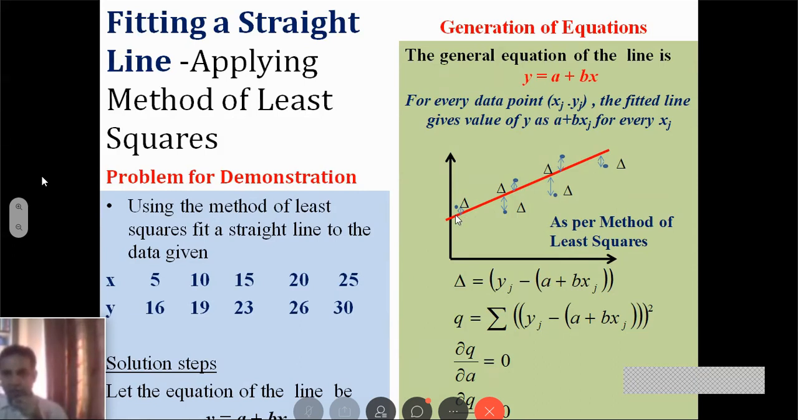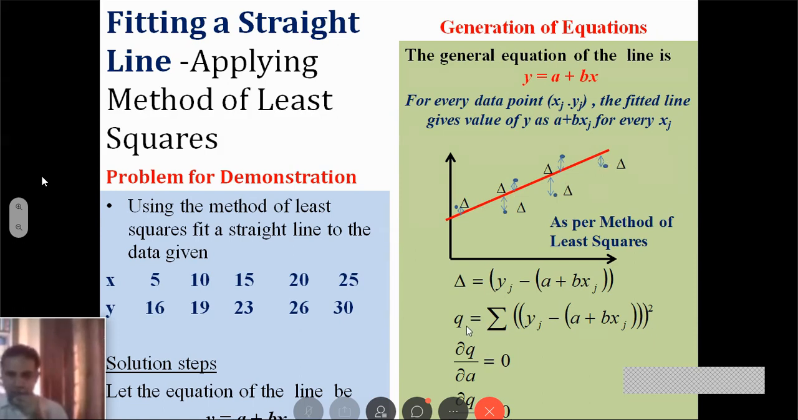So if the line is the best fit, then I should take the sum of squares of this entire delta. That means it should be yj minus (a plus b xj), the whole square. And I have to sum it up for all j's possible, that is, all the points. Let's sum it up. I call the sum Q.